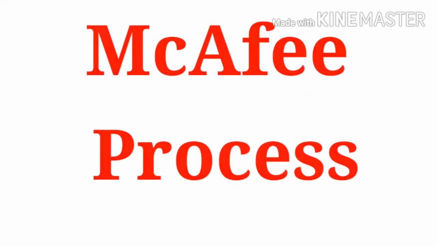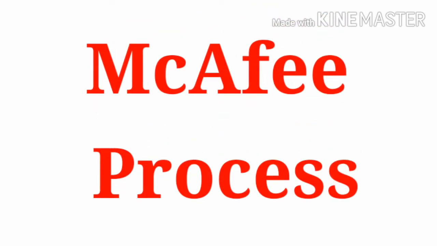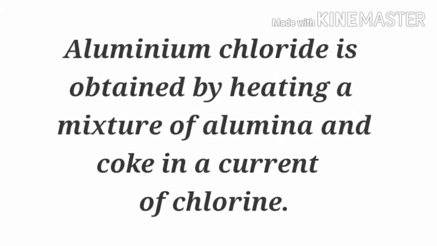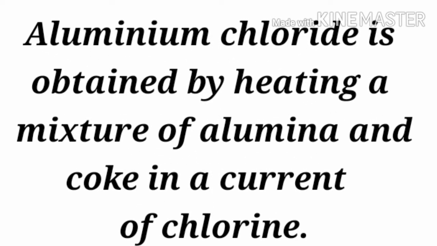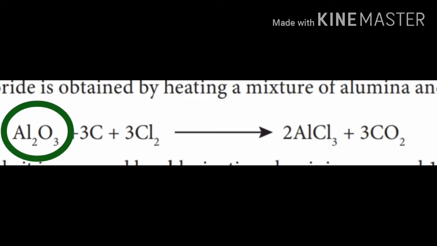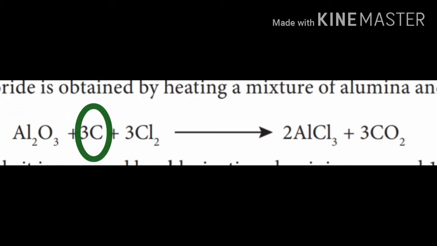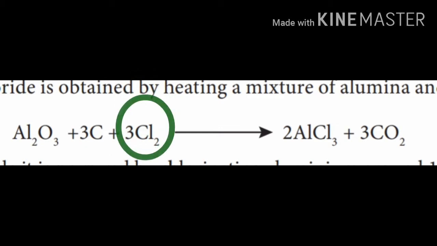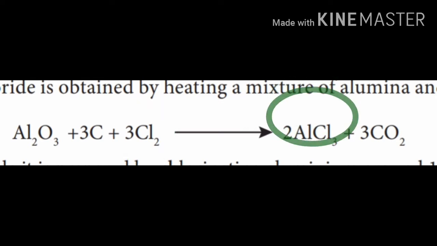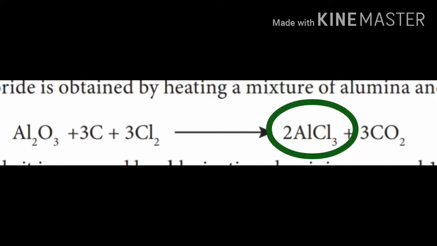Now the second method is the McAfee process. In this process, aluminium chloride is obtained by heating a mixture of alumina, the formula is Al2O3, and coke, that is carbon, in a current of chlorine. We will see the reaction. Al2O3, this is alumina, this is carbon, it is called coke. When it is mixed with a current of chlorine Cl2, we are getting aluminium chloride. So alumina, coke and chlorine, we are getting aluminium chloride.